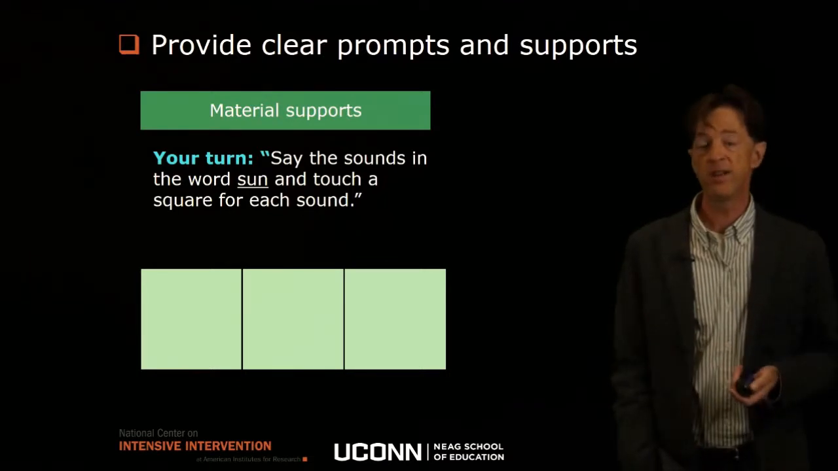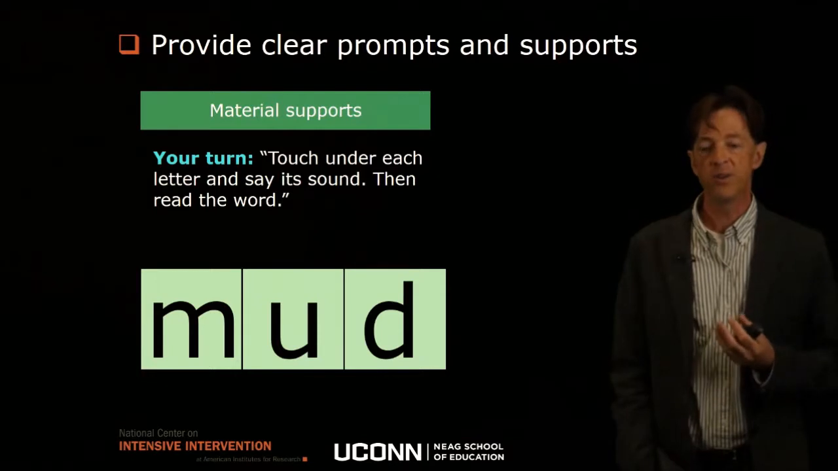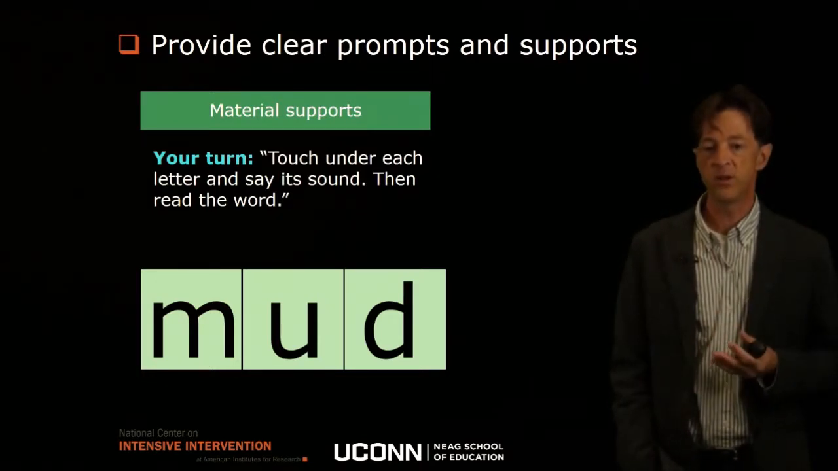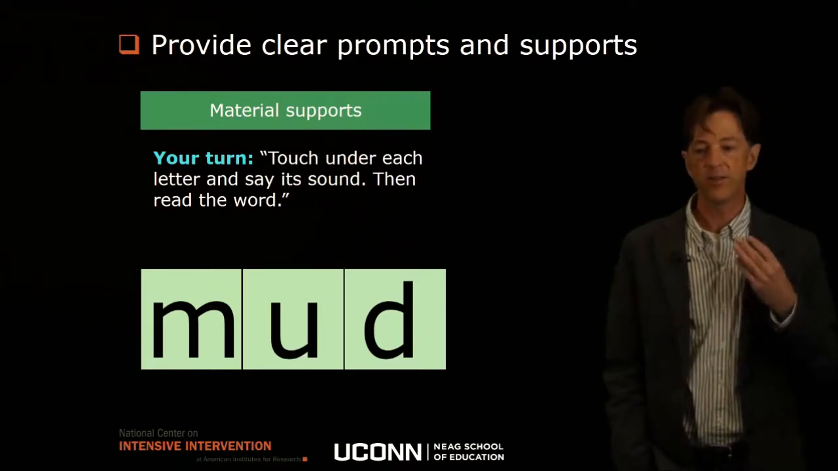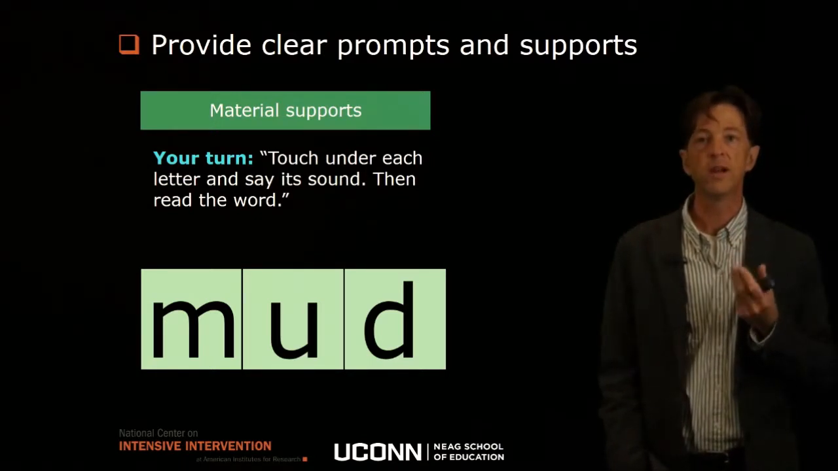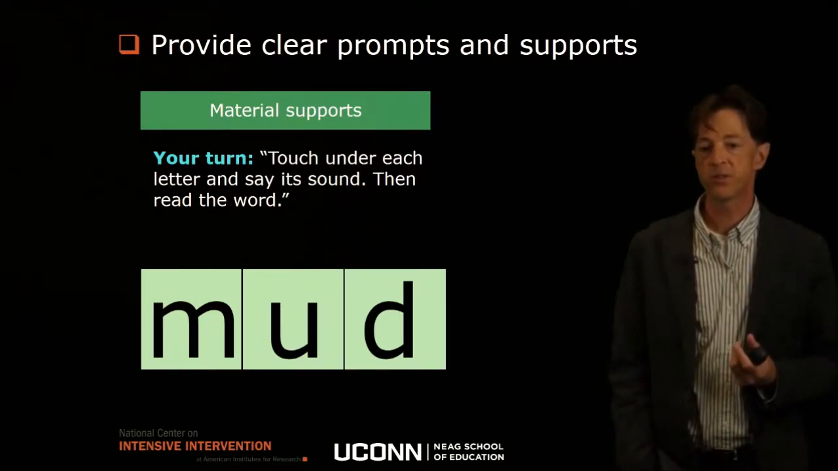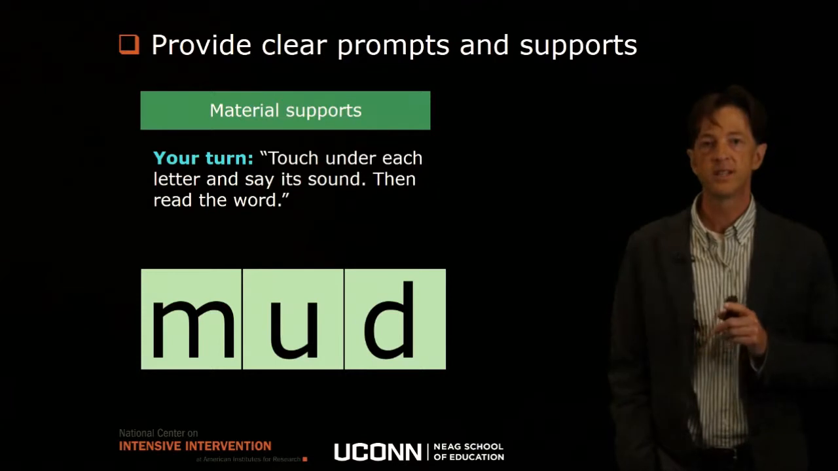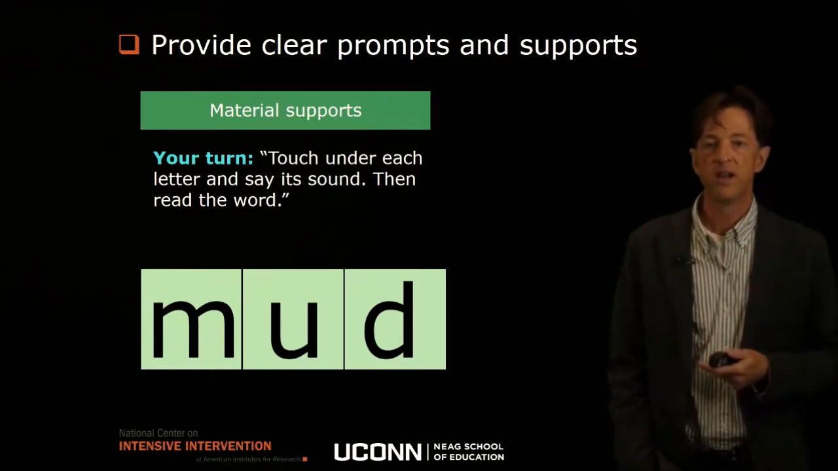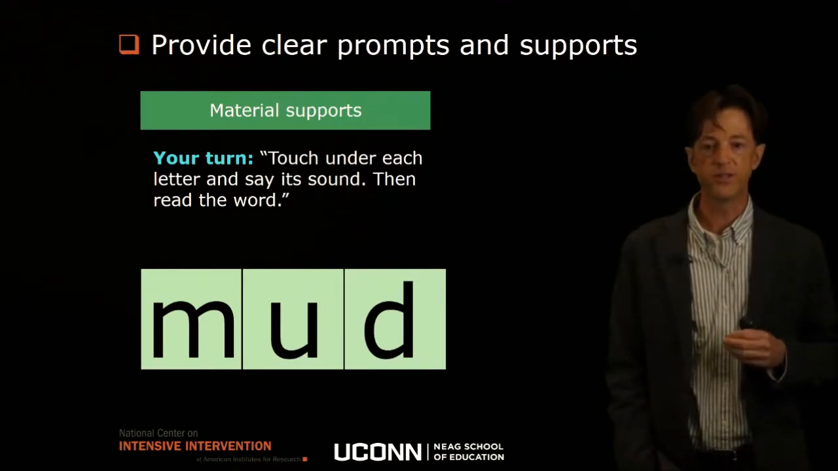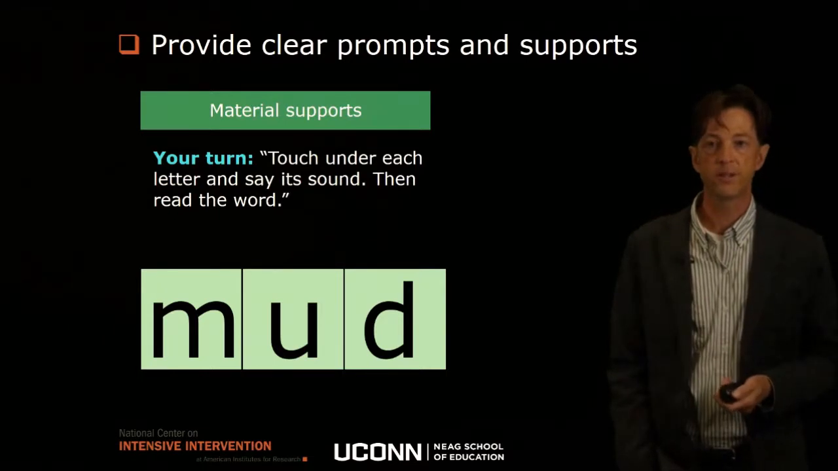We could use the same kind of Elkonin box when we move into decoding or reading. So now they're already familiar with these three boxes. They know there are going to be three sounds, but now there are letters in there instead of just the sounds orally. Right? So touch under each letter and say its sound, then read the word. So this is a place where students could touch under each sound, say each sound, and then read the word. And again, it's giving them a prompt that there are going to be three sounds in this word, and they're also used to this because they've been doing it with phonemic awareness.